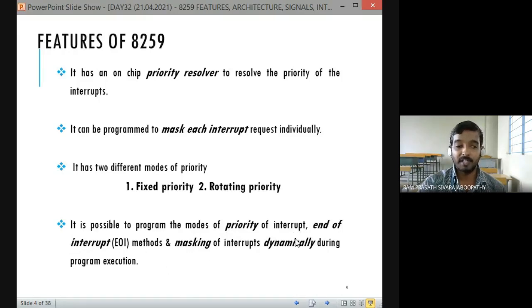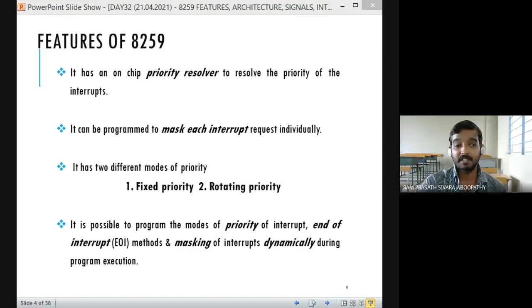Everything you can do dynamically. What does dynamic mean? If I use programming at run time, what can I do? I can change the operation at any point of time. If I want high priority in the interrupt, at any point of time you can reassign the priority.